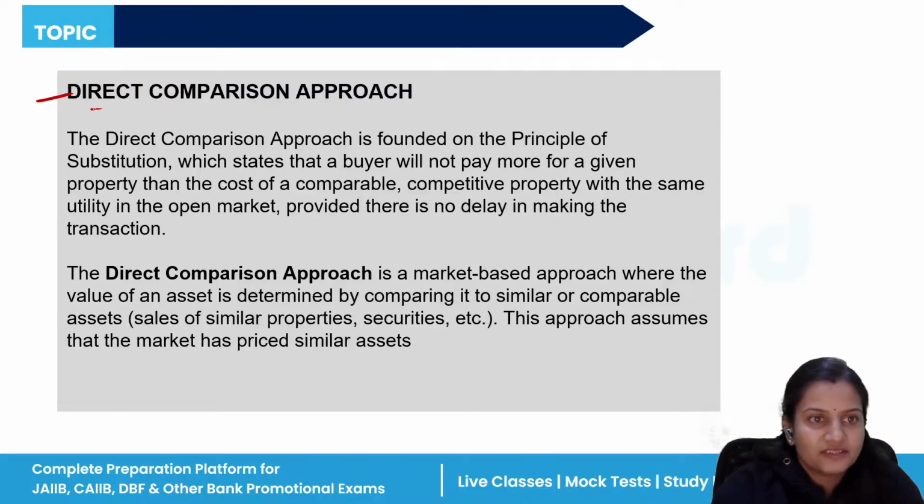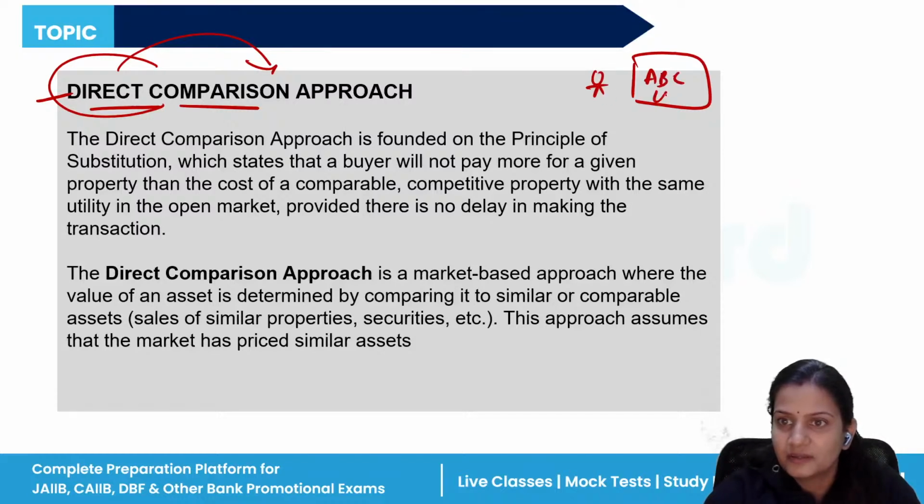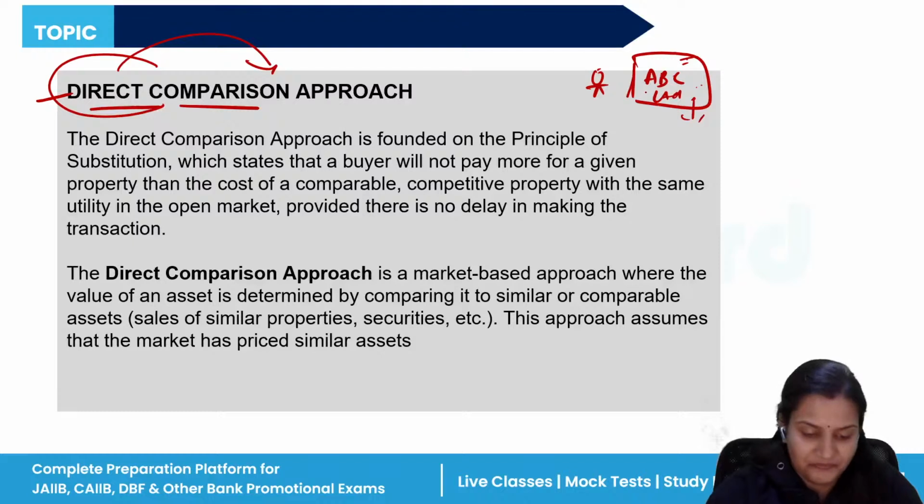Now, next is direct comparison. From the name itself, it is clear that you are comparing with another business. Suppose this is your business. The name of your business is ABC Limited. You are unable to find the value of this company. Neither are you using the cost method, nor the market value, nor the book value. You are unable to calculate the actual value of this company.